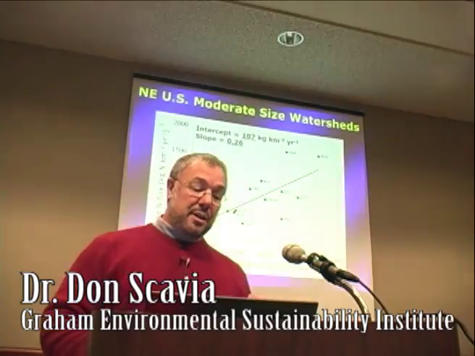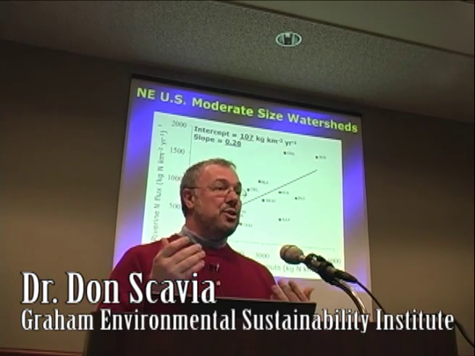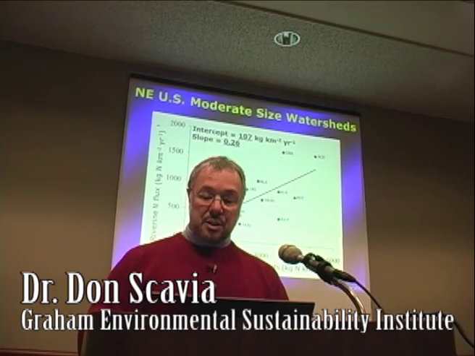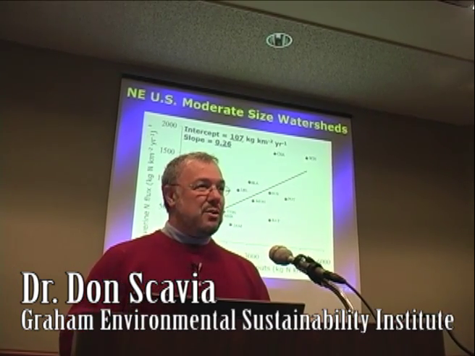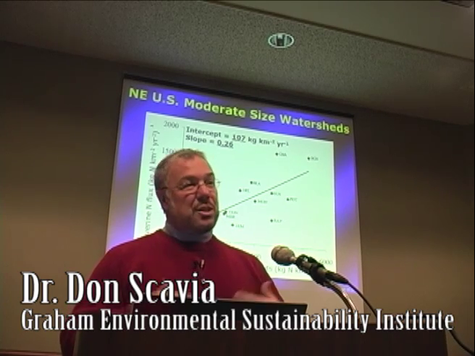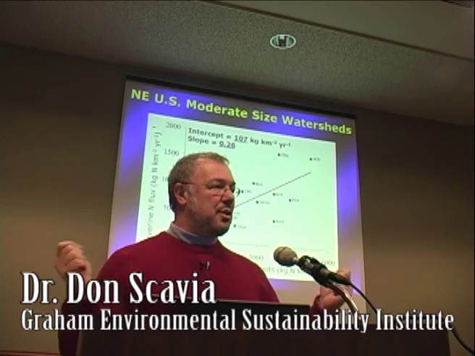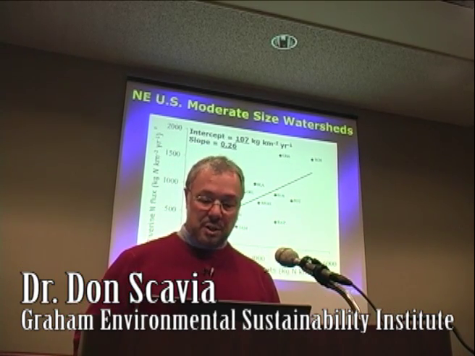If you look at this at a somewhat smaller scale, and these are now sub-watersheds along the eastern coast, so it's the Delaware River, the Chesapeake Bay, the Potomac, the Rappahannock, and those sort of systems. Again, the slope is 0.26, so again, about 20-25% of the nitrogen that goes into these watersheds is going out through the rivers into the system.